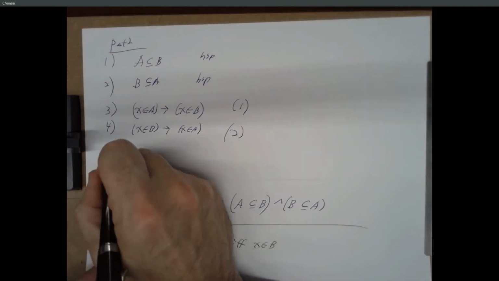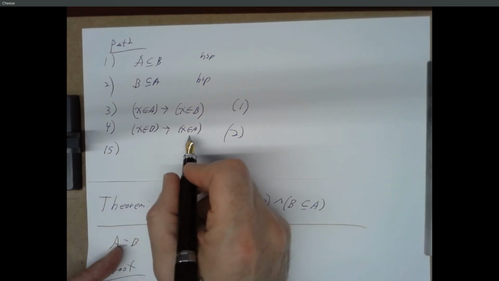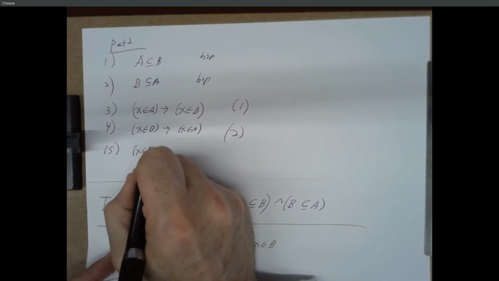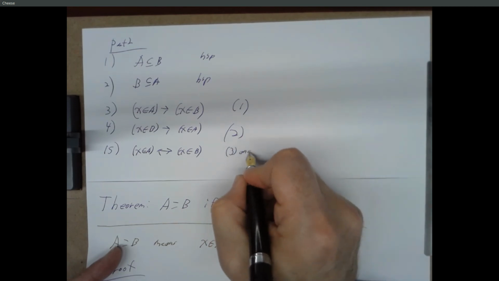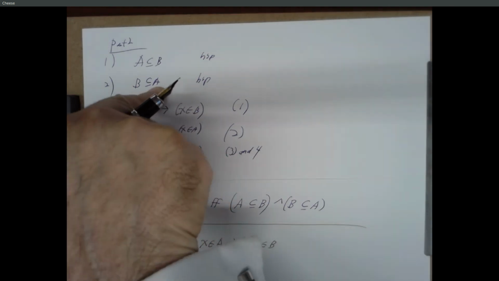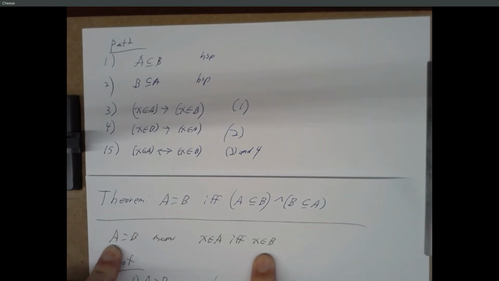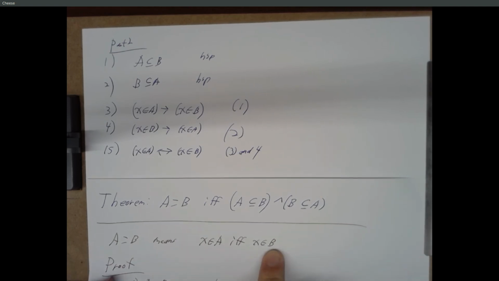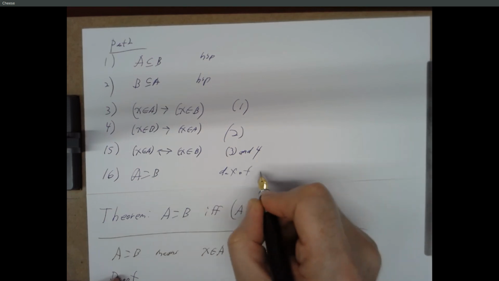And so we can take the conjunction of those. If X is in A, then X is in B, and if X is in B, then X is in A. Well, that's the same thing as saying X is in A if and only if X is in B. And so if A is a subset of B and B is a subset of A, we've shown that X is an element of A if and only if X is an element of B. Well, that's the meaning of A equals B. So we can say A equals B, definition of equals.